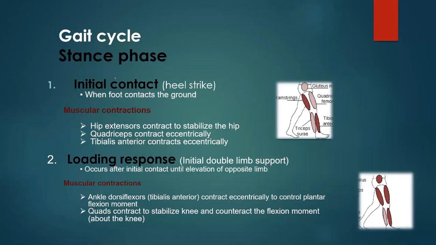So the initial contact, the heel strike, is when the foot contacts the ground. Usually the hip extensors contract to stabilize the hip. The quadriceps contract eccentrically, and the tibialis anterior contracts eccentrically. So there's a difference between the contractions of the muscles. We have concentric contractions, and we have eccentric contractions.